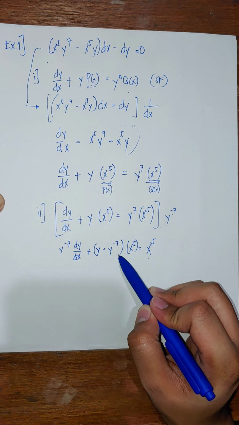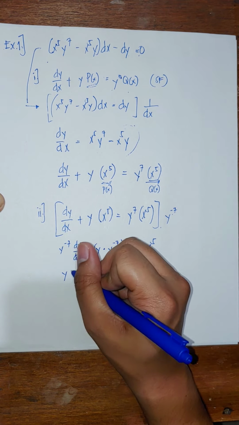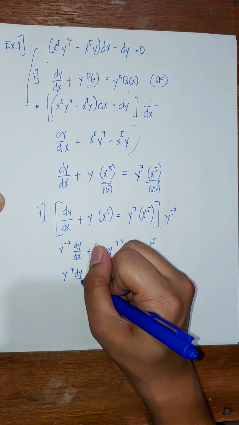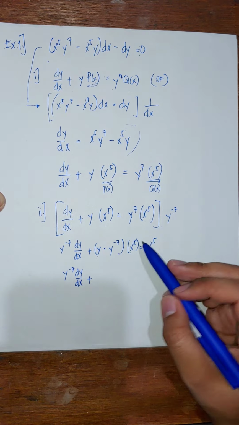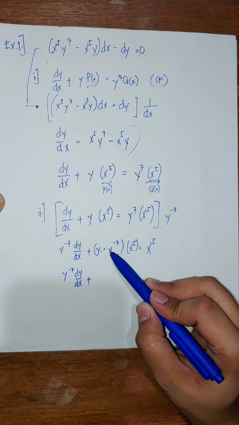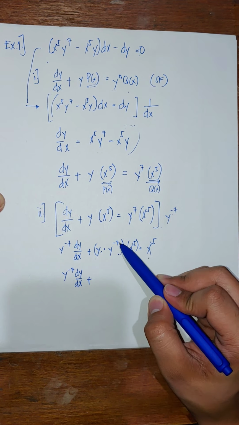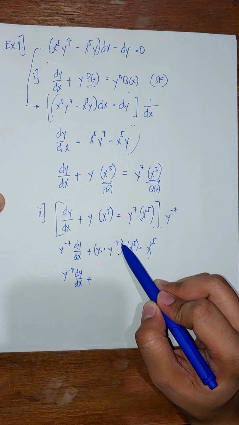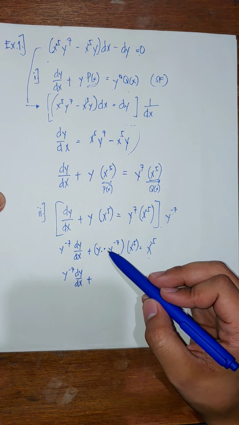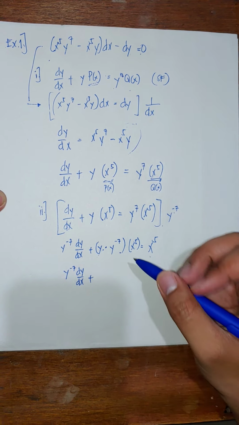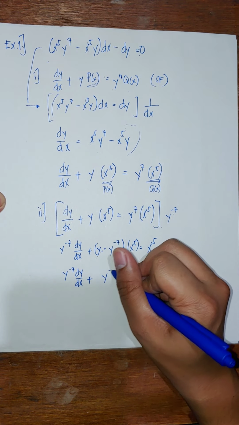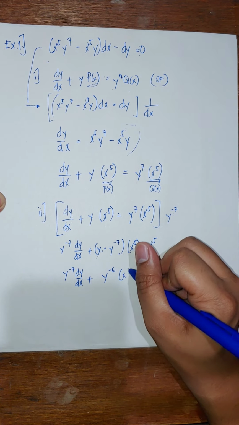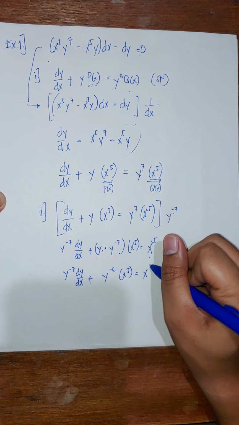Now let's simplify this. This becomes y to the negative 7 times dy over dx plus, again, y times y to the negative 7. Their exponents are just added, so 1 plus negative 7, which is 1 minus 7. So this becomes y to the negative 6 times x to the 5th is equal to x to the 5th.